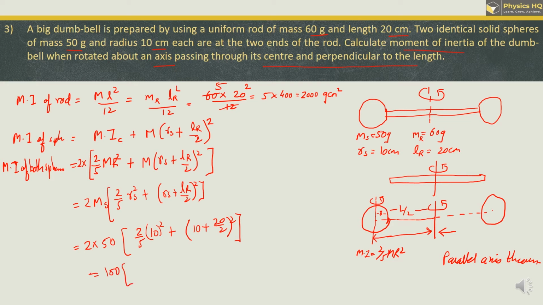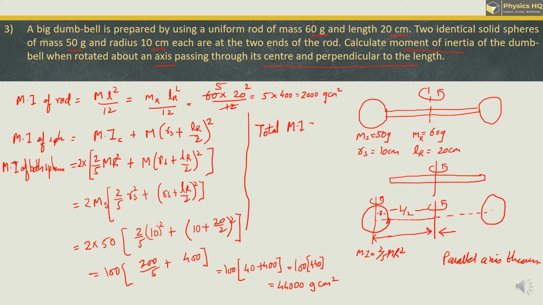100 into 2 will be 200 by 5. Next we will have 10 plus 10, which is 20 squared, which is 400. So what we have is 100 into (200 by 5, which gives us 40, plus 400), which is 100 into 440, which will be 44,000 gram centimeter square.